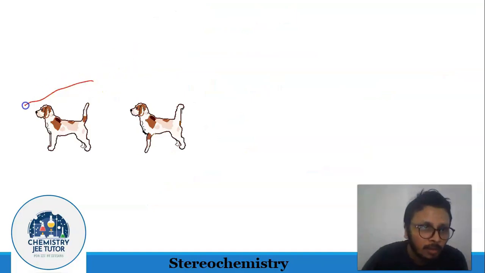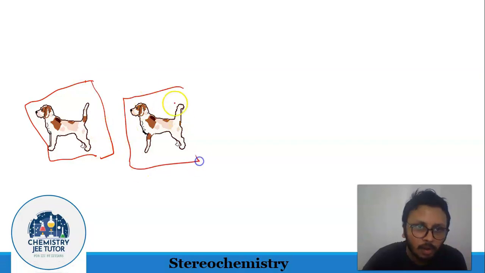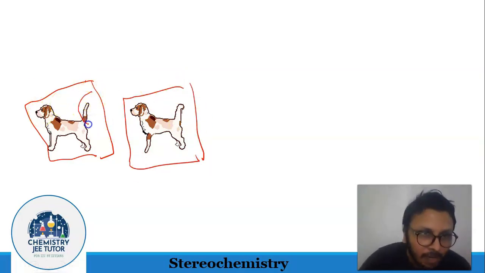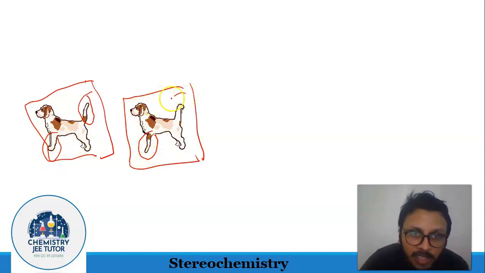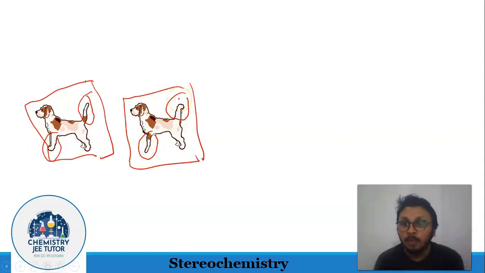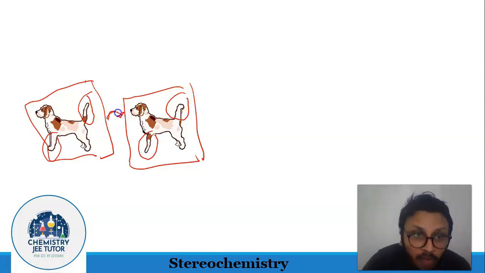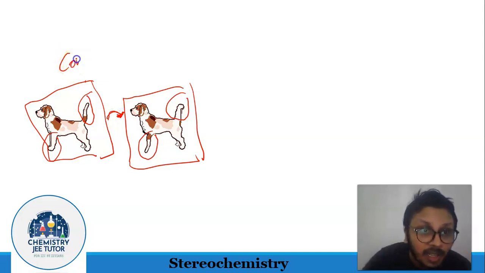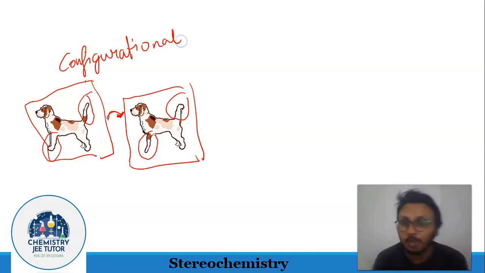We have this dog and we have this dog. What is the difference then? You see here, the tail we have cut out and put on his leg, and this leg we have cut out and put on his tail. So we have cut a part of the molecule to convert this dog to this dog. We have not done just a simple rotation. So this is a configurational isomer. This is a very bad example, but configurational isomer.